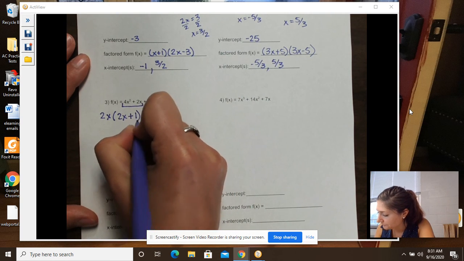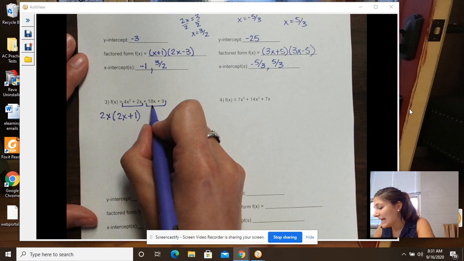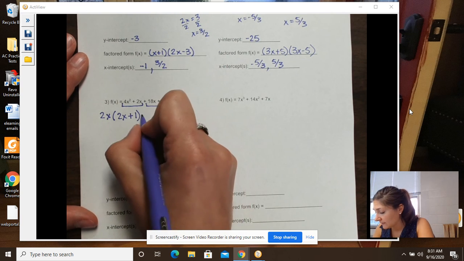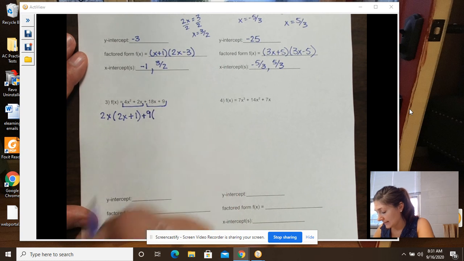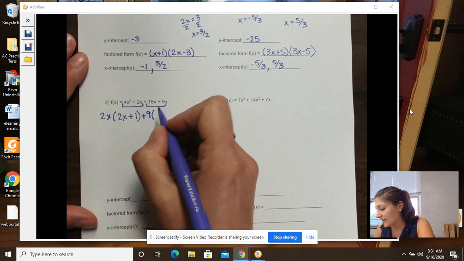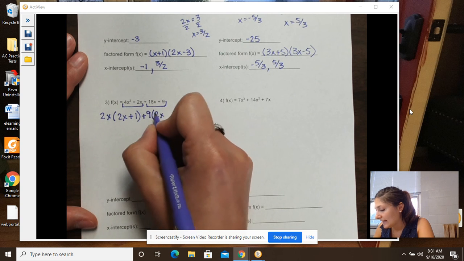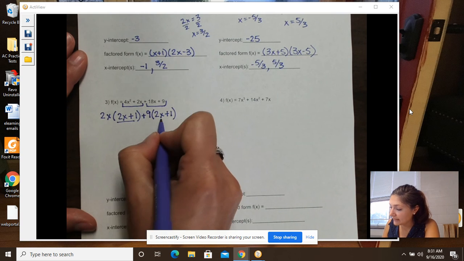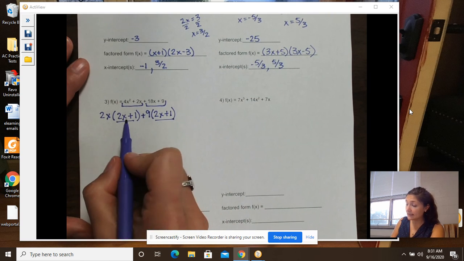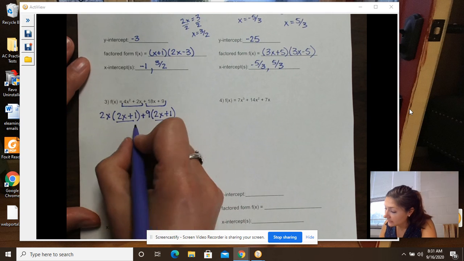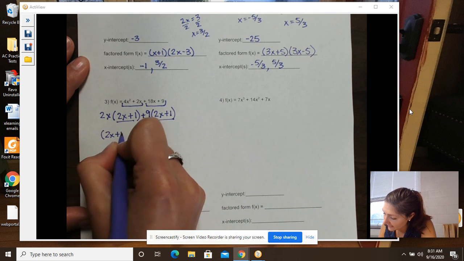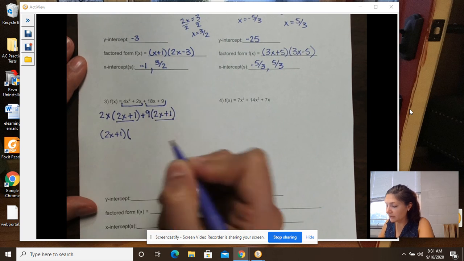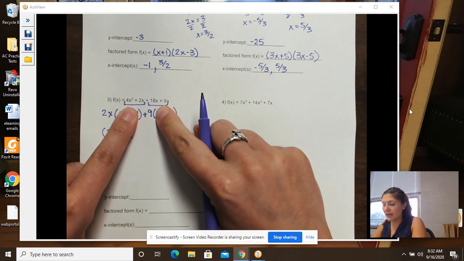For my second group here, 18x plus 9. 18 and 9 have a common factor of 9, so I'm going to factor out 9. 18x divided by 9 would leave me with 2x, and 9 divided by 9 leaves me with 1. My stuff in parentheses is the same. Remember, I always want to see this stuff be the same when I'm using grouping. So now I'm going to pull that out as my GCF, right, since it's common to both of those terms. And left over, when I factor that out, I've got 2x plus 9.